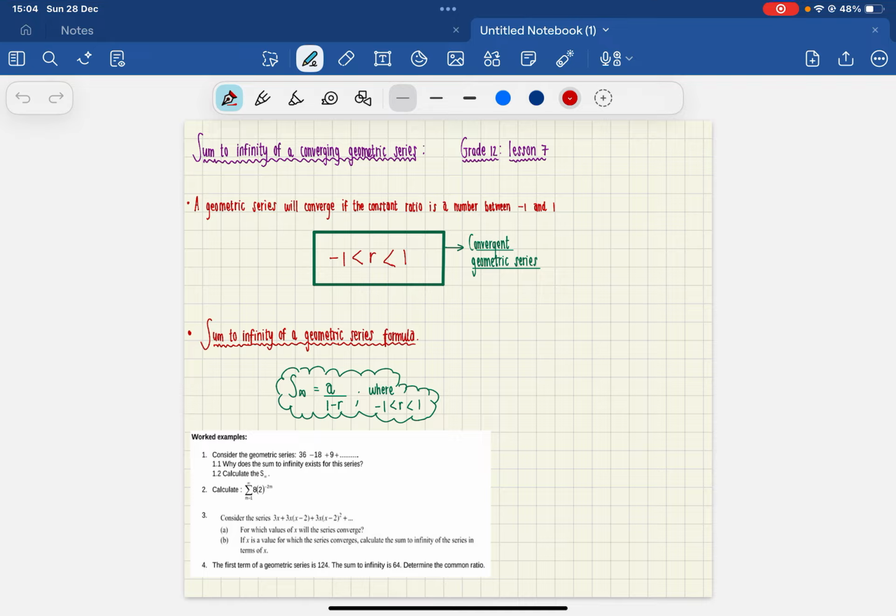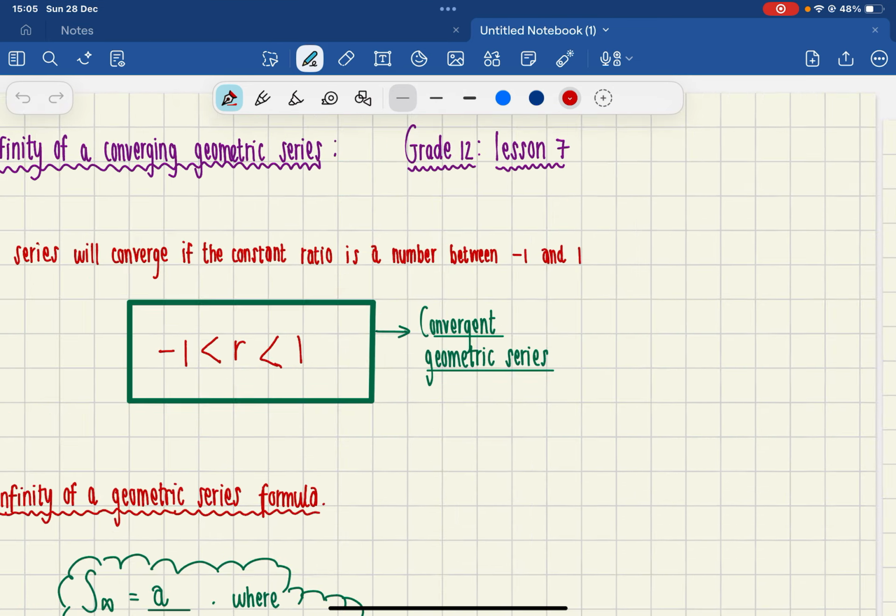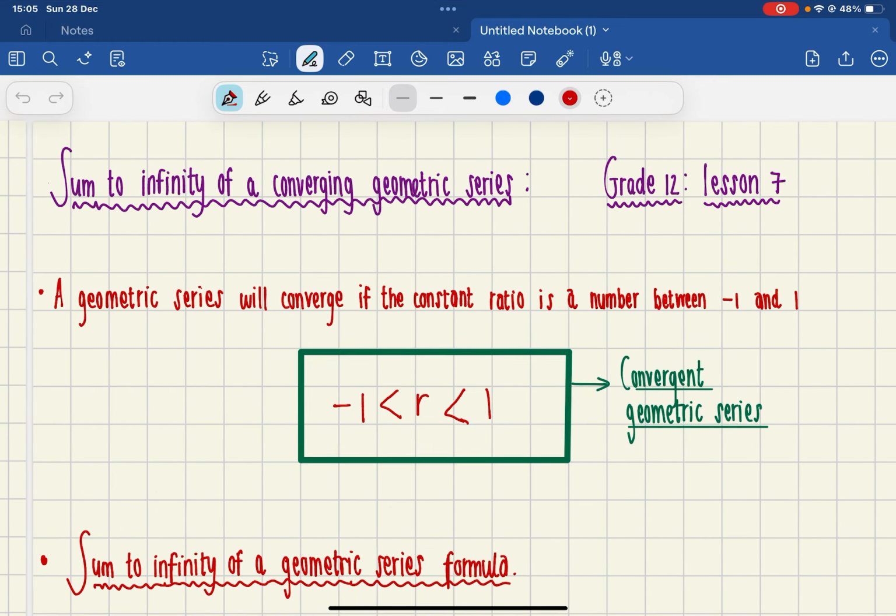As you can see, today is the 28th of December, a Sunday, and we will be tackling the sum to infinity of a converging geometric sequence or geometric series. This is all in an effort to get the sequences and series topic done before the end of December. Let's just get started.